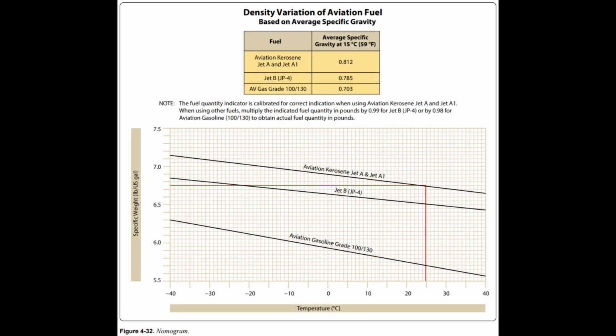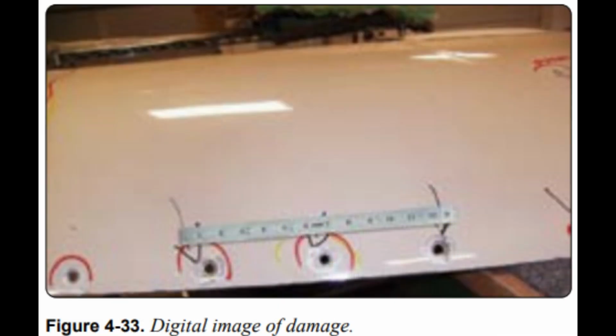Figure 4.32. Nomogram. Figure 4.33. Digital image of damage.